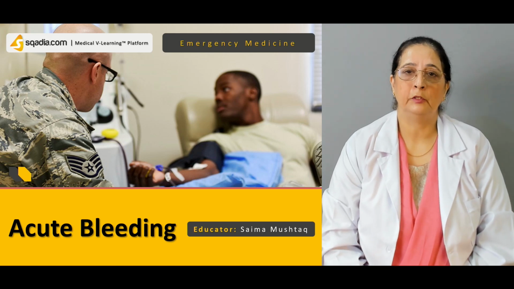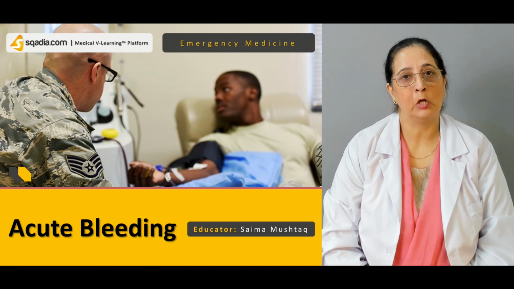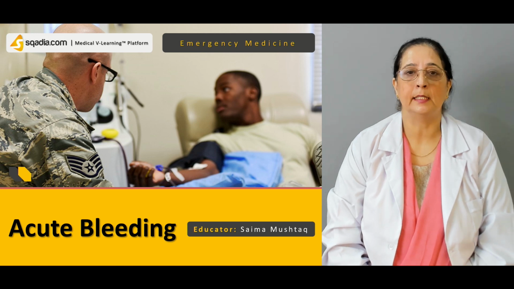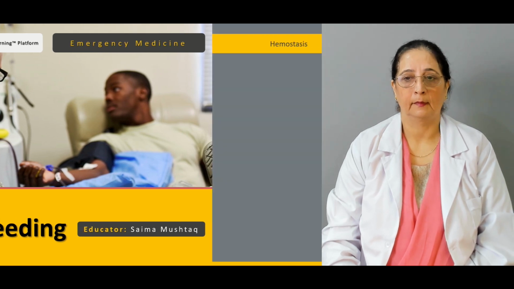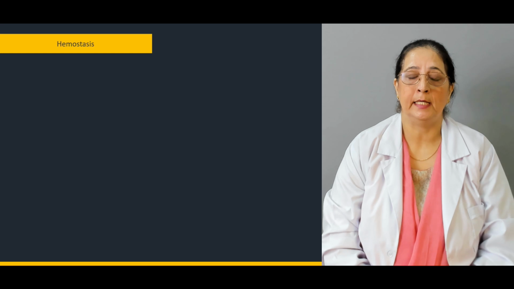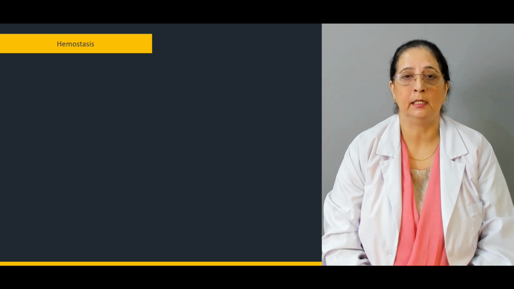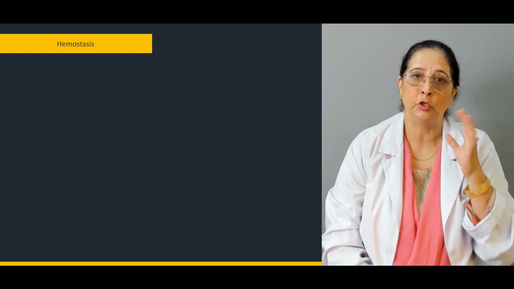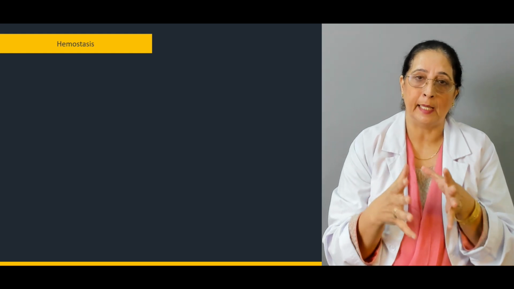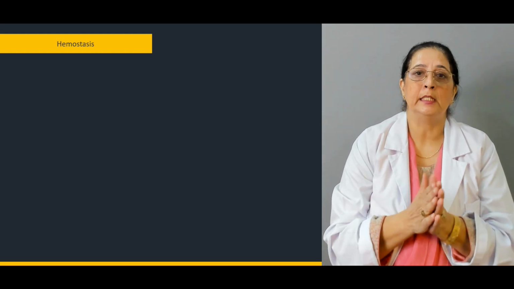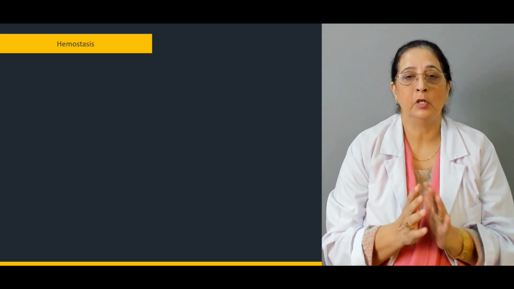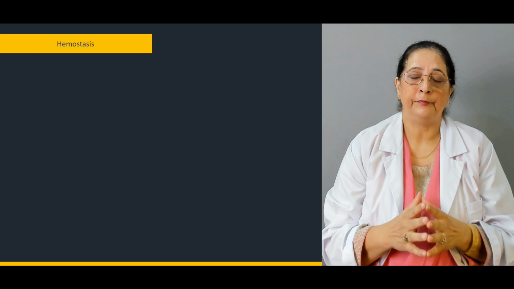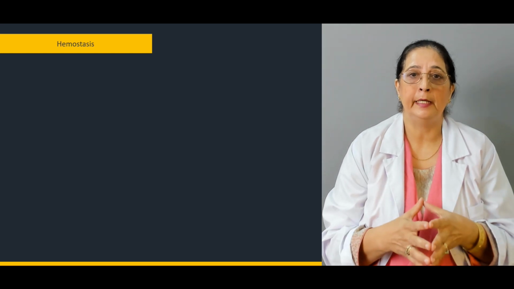Let's begin with our topic. Today's topic of emergency medicine is acute bleeding. First, what hemostasis is. Hemostasis: stasis means to stop, and hemo is for the blood. So hemostasis is the term used to stop the bleeding or to control bleeding after acute bleeding occurs.